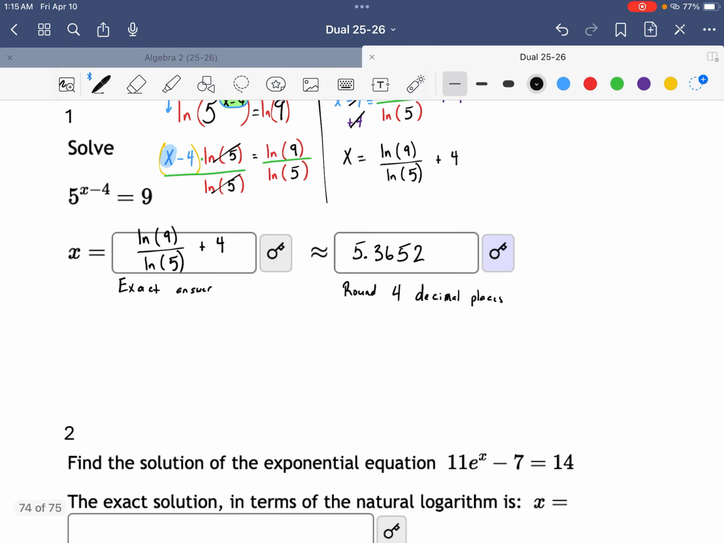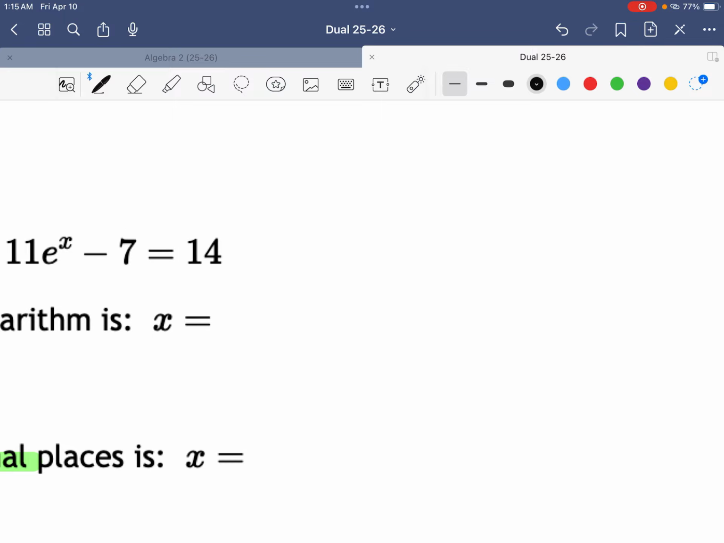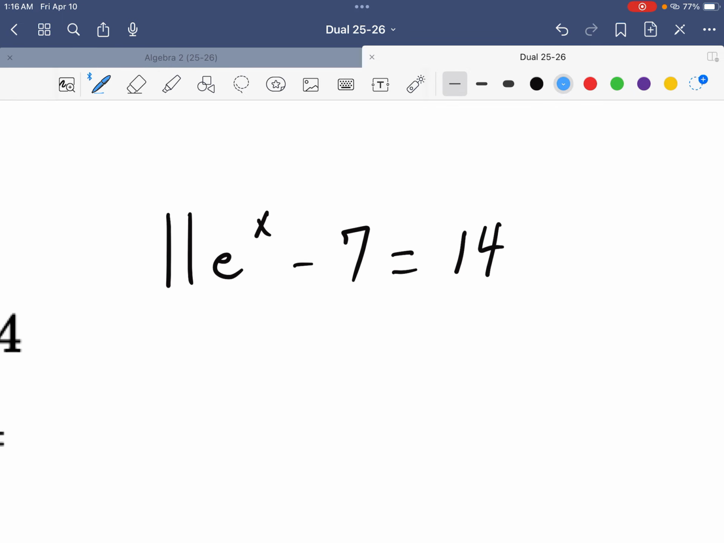And then we go to number 2. This one says find the exact answer, and then the next one says round to 4 decimal places. Okay. So we have 11 e to the x minus 7 equals 14. Now before we start solving this, I need to get this by itself. I can't have the 11 in the front and I can't have the minus 7 after. That messes it up. I can't do anything yet.